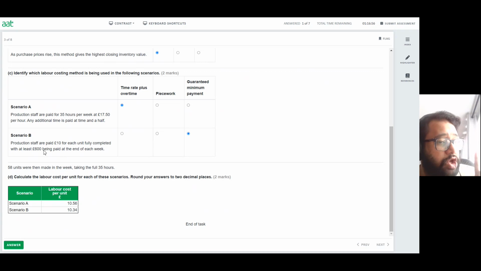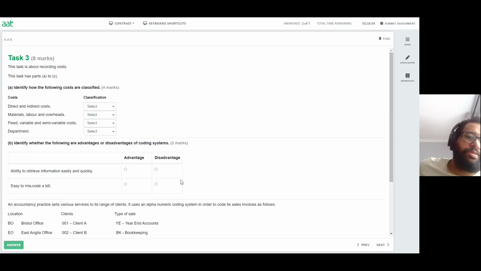Be careful, guys. You don't use 10 multiplied by 58. That obviously is going to be 10 pounds per unit. Yeah, that could be that, but only if they made anything more than 60 items. If they made anything less than 60 items, they get this minimum 600 pounds. Therefore, we have to divide this minimum 600 pounds by the number of units being produced. Let's answer that and let's move on.